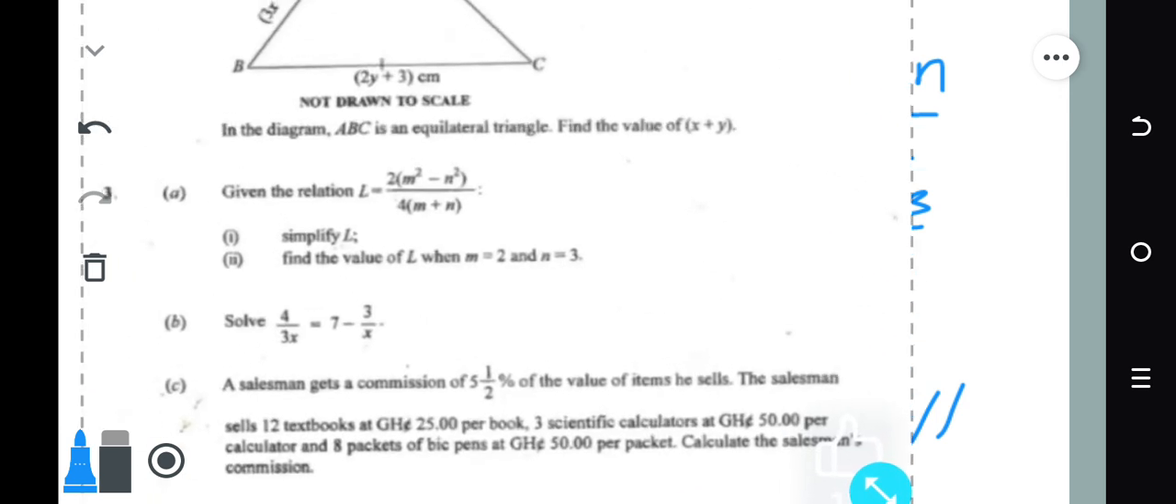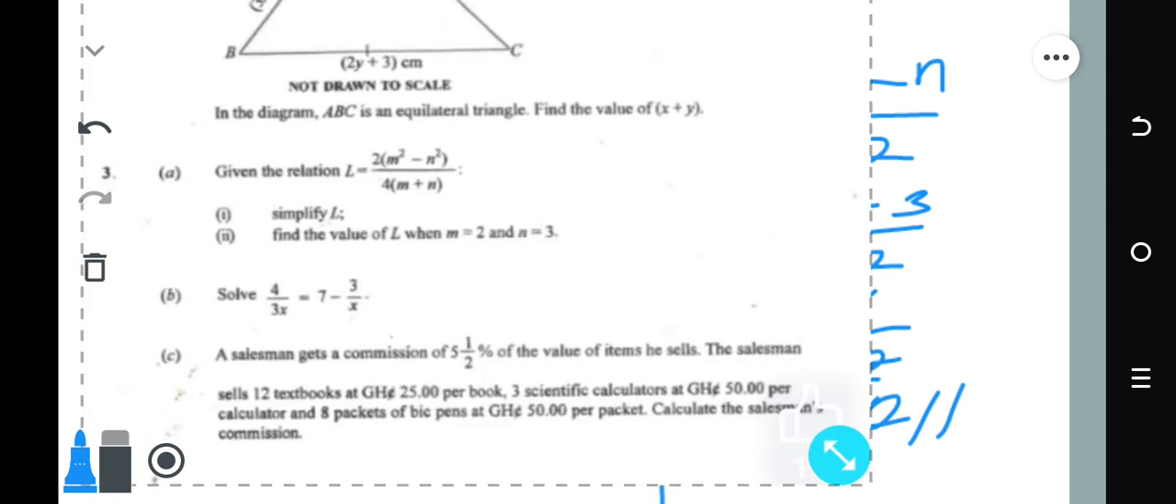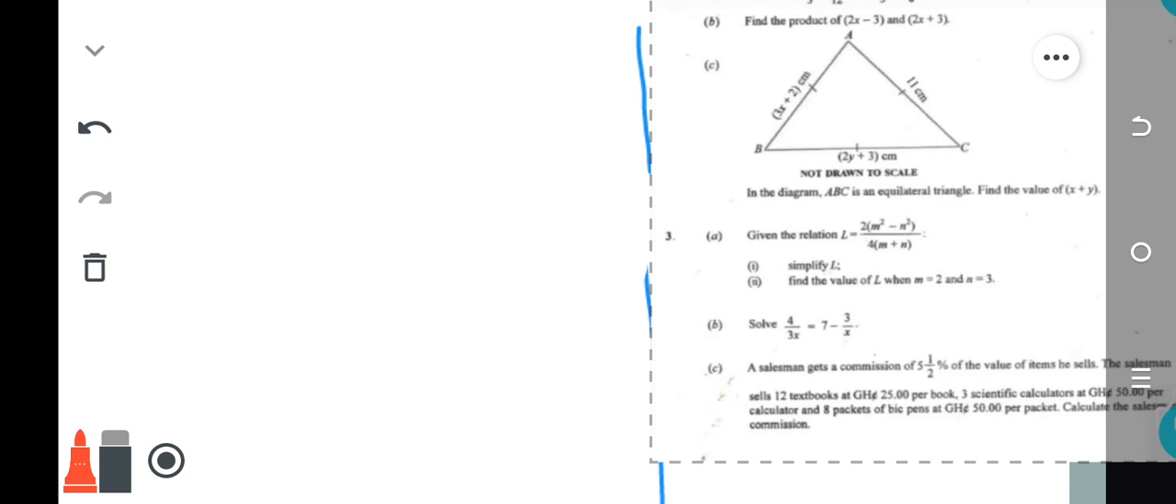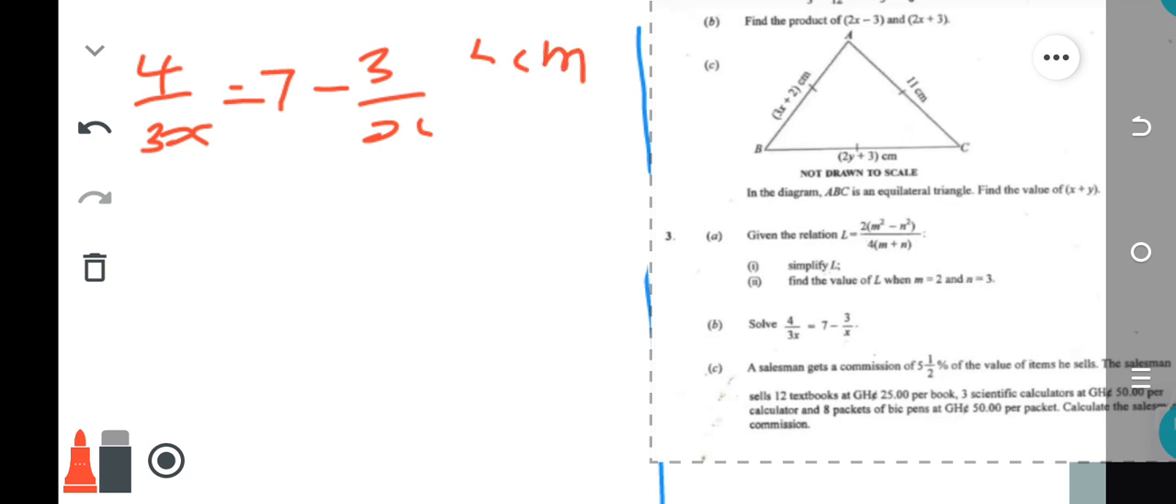Let's move on to B and solve for 4 over 3x equal to 7 minus 3 all over x. And so the B we have 4 all over 3x equal to 7 minus 3 over x. Let's find the LCM, and that is going to be 3x. So we're going to multiply it through.